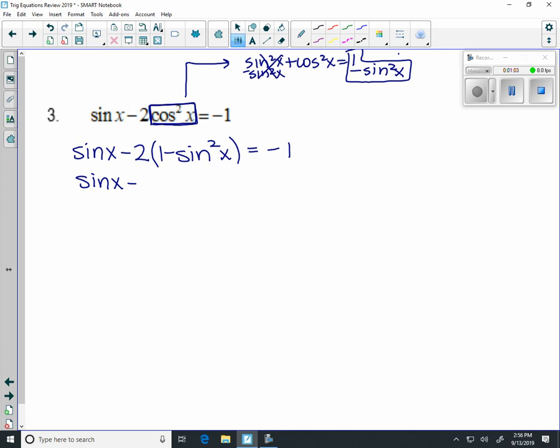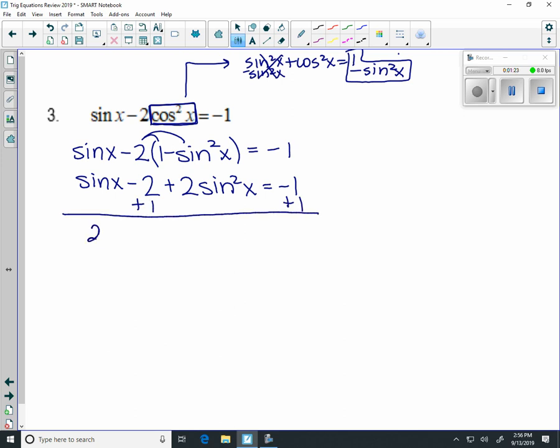All right. Now we're distributing through this -2. So -2 times +1 is -2. -2 times negative sine squared is positive 2 sine squared. I'm going to bring over my 1 and I'm going to reorder in the next step. And now we're ready to factor. We're set equal to 0, so we're ready to factor.